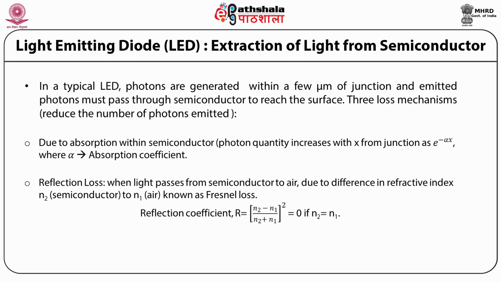When light passes from the semiconductor to air, due to the difference in refractive index N2 (semiconductor) and N1 (air), there is a loss known as Fresnel loss. The reflection coefficient R equals (N2 minus N1) by (N2 plus N1), whole squared, which is equal to 0 if N2 equals N1.